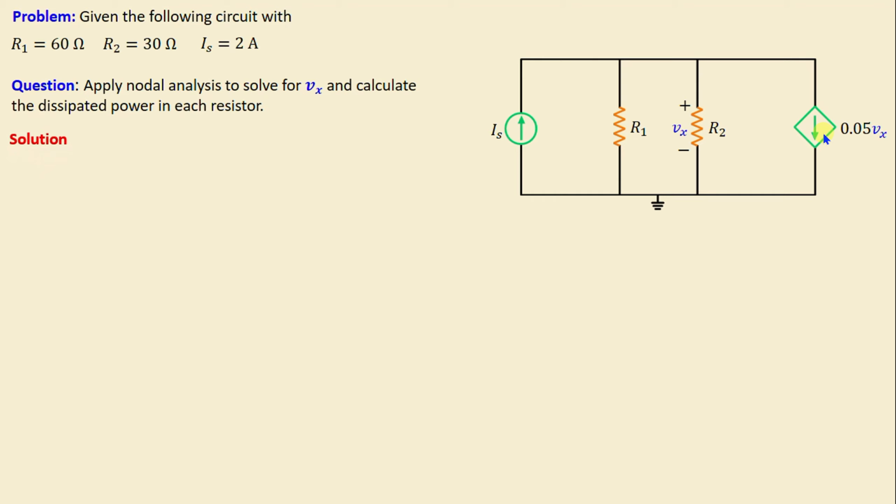Let's start first by labeling all the nodes in the circuit, and I will consider this node as node 1. After, I will assign the voltage Vx to this node. Next, I need to select a reference node in the circuit. The reference node is typically chosen as the node with the most connections or as the ground node.